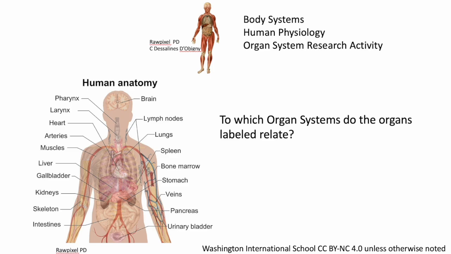And you can look back at this diagram and decide which organ systems the labels relate to, which are vital, part of the 11 that you've looked at, and which are non-vital, although you'd have significant health issues in some cases without some of the components.